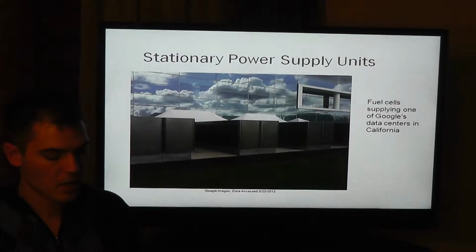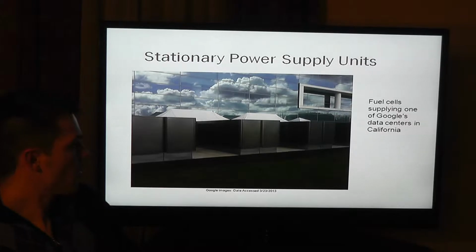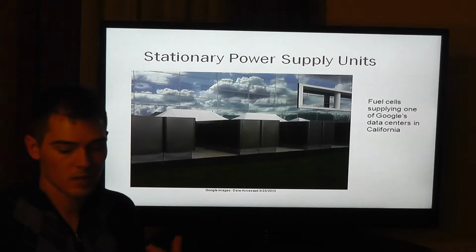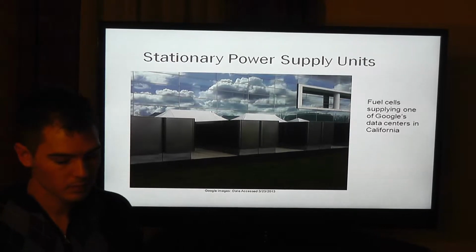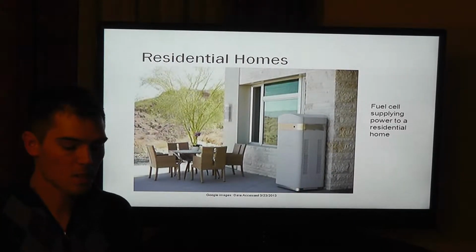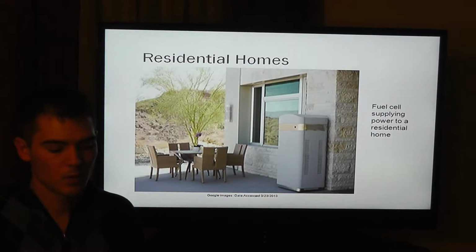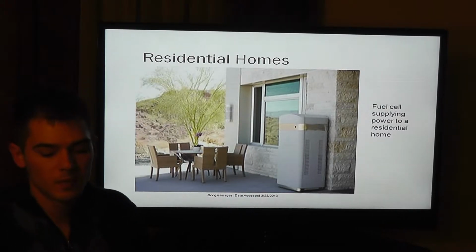Currently, here's an example of fuel cells powering the outside of Google's data center. You just add or remove cells if you need more or less electricity. For residential homes, currently the cost is around $50,000, so it's really a little too expensive for most people.